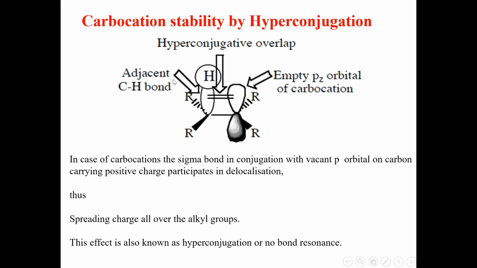Here, the carbon hydrogen bond of the adjacent carbon breaks, and these electrons are taken by the carbon, the hydrogen becomes H plus, and these electrons are shared with the vacant p orbital of the carbocation. That's why this is called the no bond resonance effect. Here there is no bond between carbon and hydrogen. That's why we call it the no bond resonance effect, and this is in turn called the hyperconjugation effect.